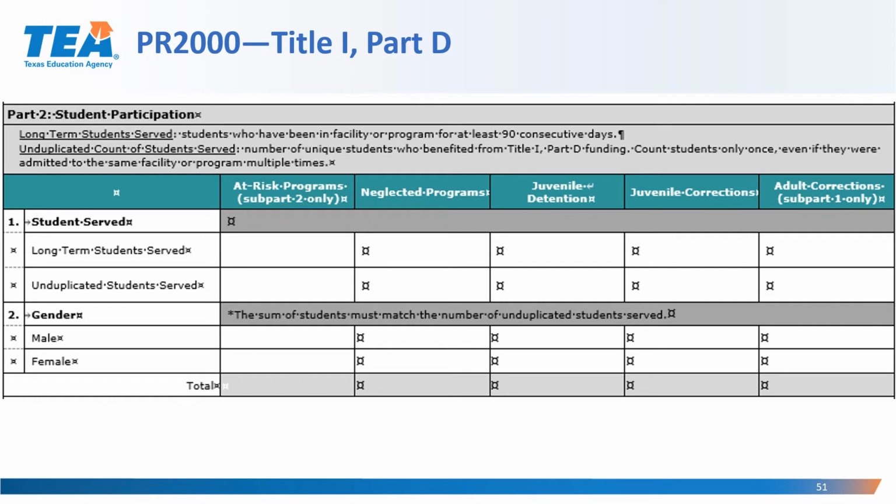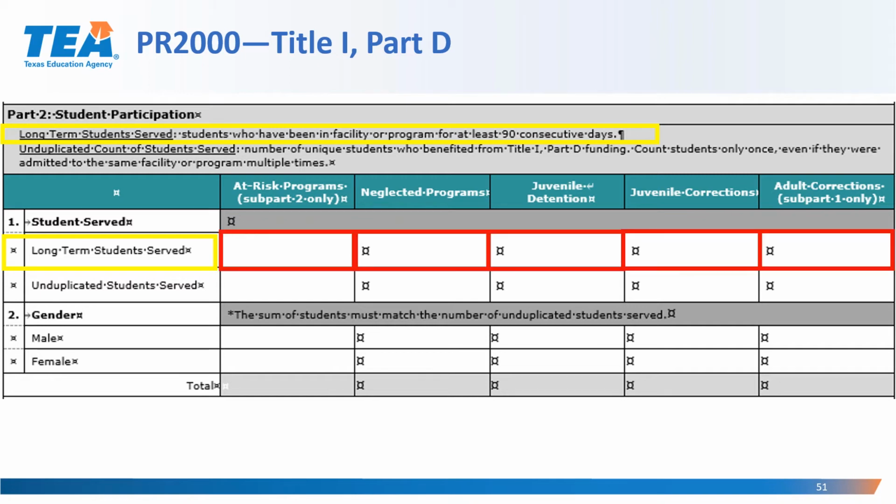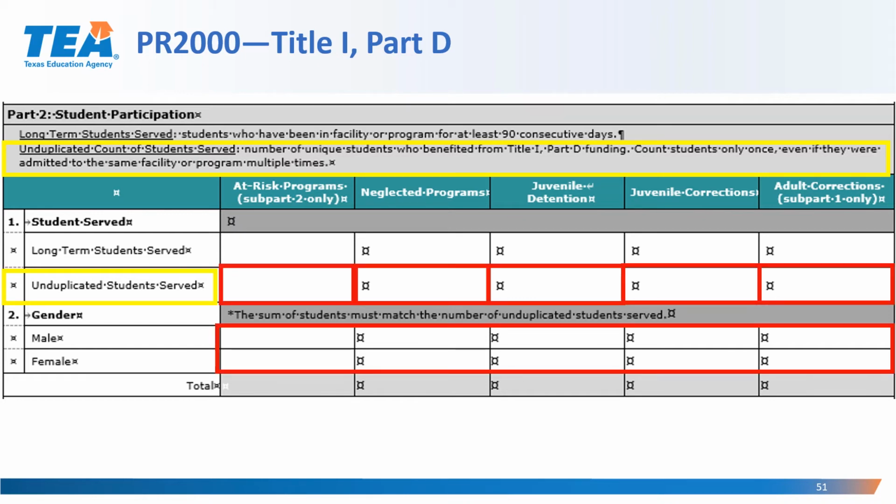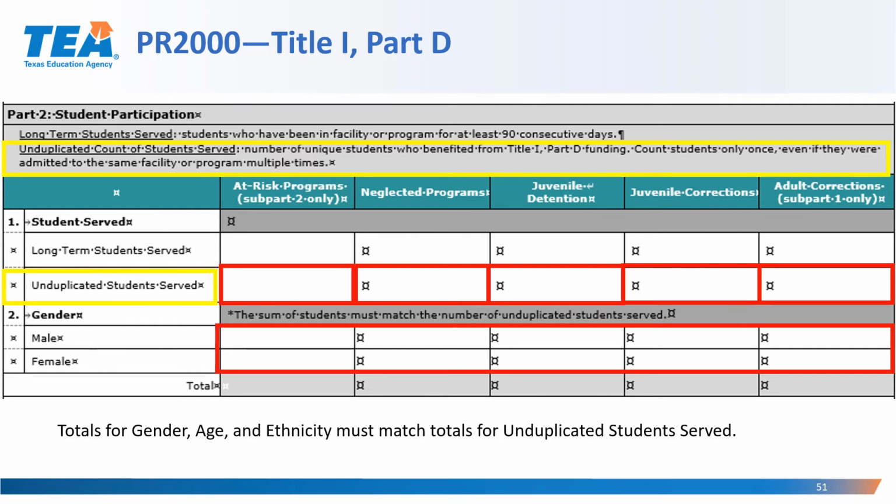In Part 2, the LEA will report student participation. In terms of long-term students served, this is the number of students who've been in the facility or program for at least 90 consecutive days. The LEA will also be asked to give an unduplicated count of students served. If the student comes in and out of the program more than once, the student would still only be counted once in the unduplicated student count. The unduplicated student count will be subdivided by gender, and the totals for gender, age, and ethnicity must match the total for unduplicated students served.